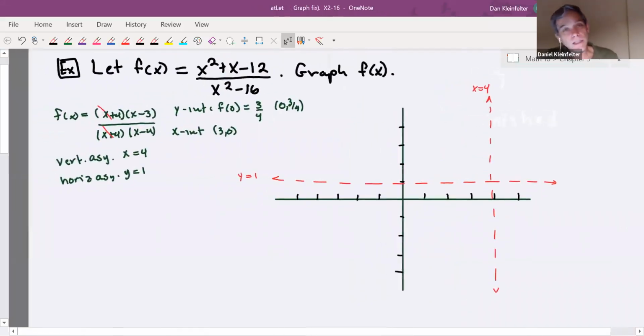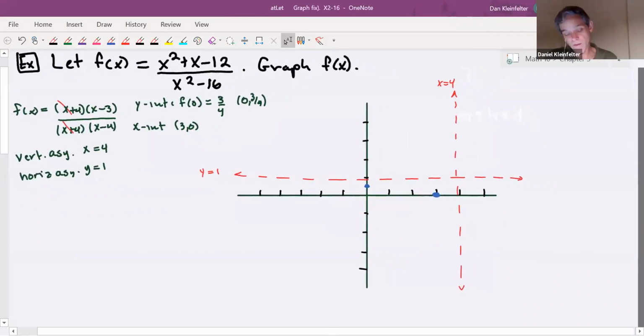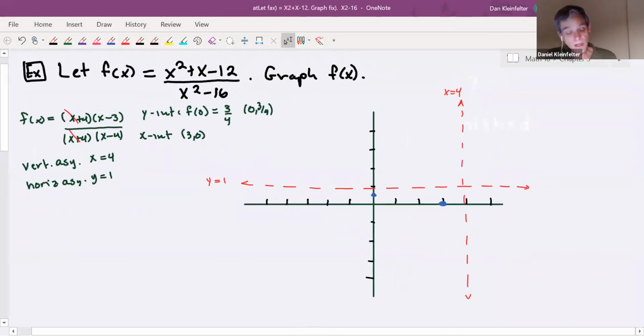And then for intercepts, we saw that there's an x-intercept at (3, 0). And then the y-intercept was at (0, 3/4). So right there. All right, so then we're going to figure out the rest of the graph. We saw that this thing is undefined at negative 4. So at negative 4, it's going to end up having a hole. The simplified version of f is x minus 3 over x minus 4.